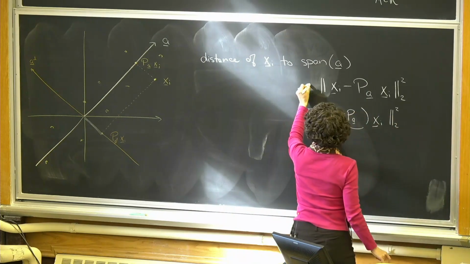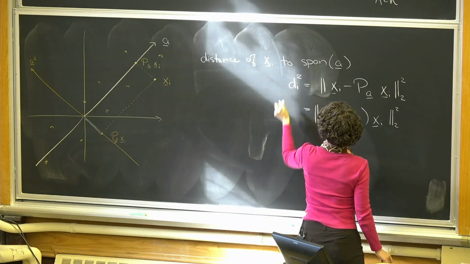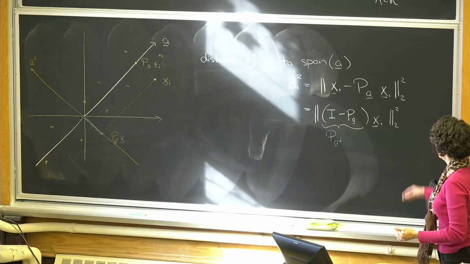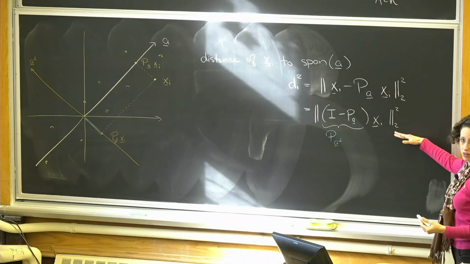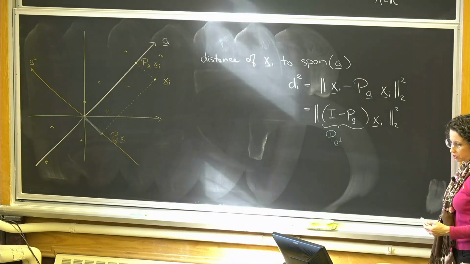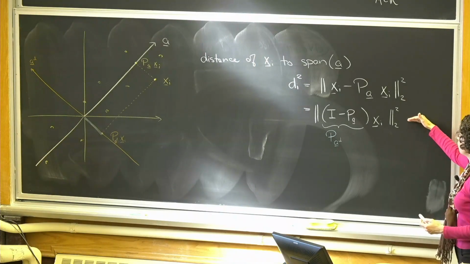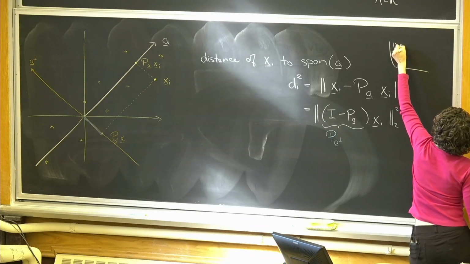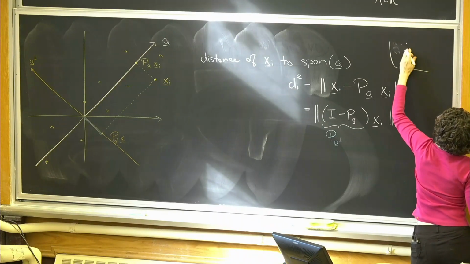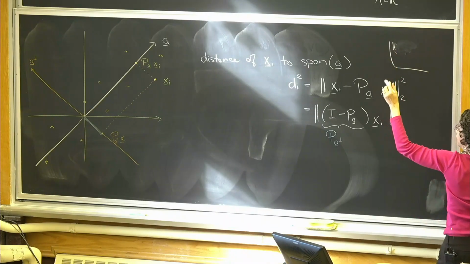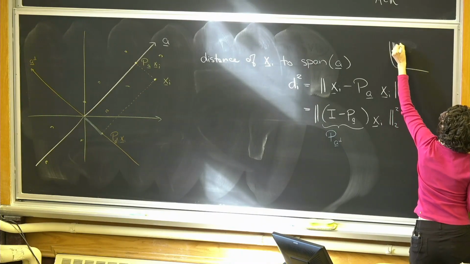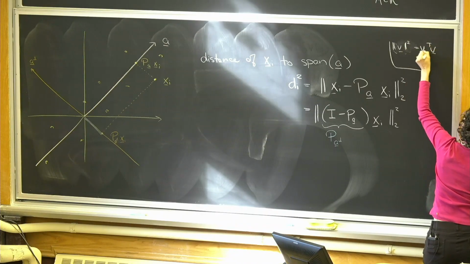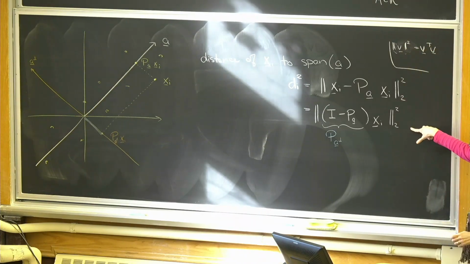We're going to call this di squared for that ith distance squared. And now what we want to do is we want to break this down a little bit, get a simpler expression. So the first thing I'm going to do is recall that for a vector, let's just say V, V squared is just V transpose V. So I'm going to use that here.